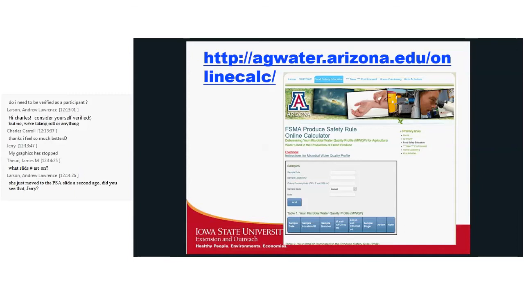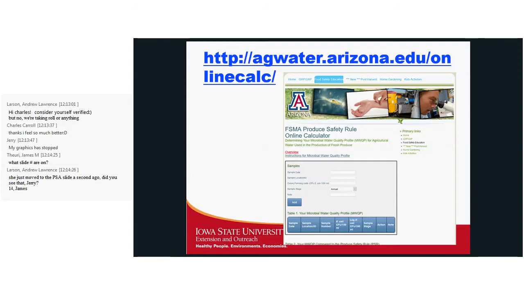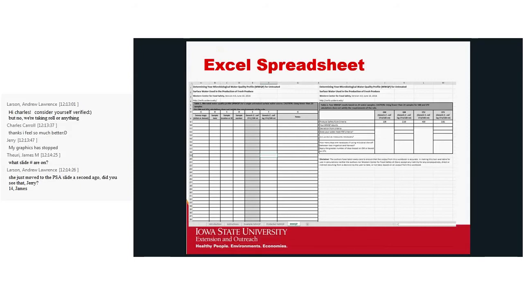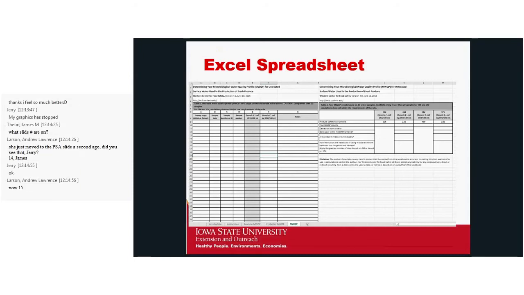This is the online calculator that I talked about from University of Arizona. As you can see, it's just simple boxes where you put in the dates of the sample, sample location, and what lab results you have, and it shoots out a profile of what your water source is. Now this is University of California, Davis's resource, and it is a spreadsheet, but once again it has the same columns and it will calculate for you what your geometric mean is, which is important, and ultimately will tell you, is that water safe or not?